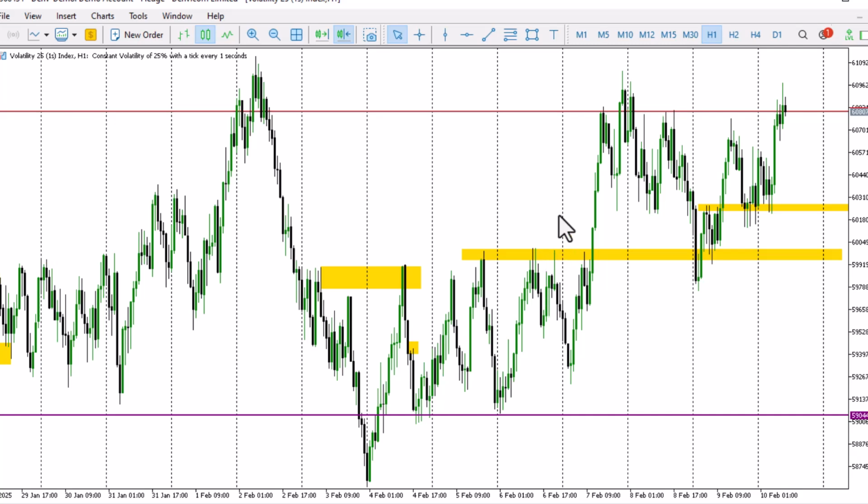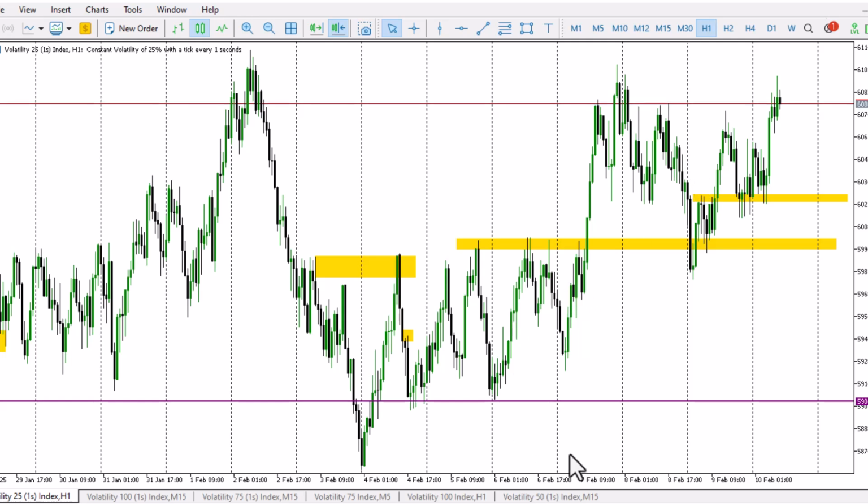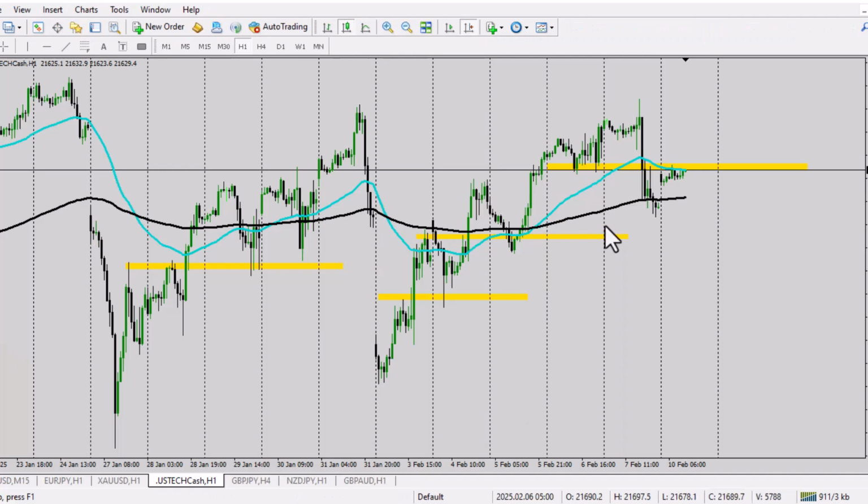And still on that premise of using this strategy on anything, let's look at something that is very interesting. And this is the Nasdaq. And if you want to trade Nasdaq, the broker I'm using for Nasdaq is Forex.